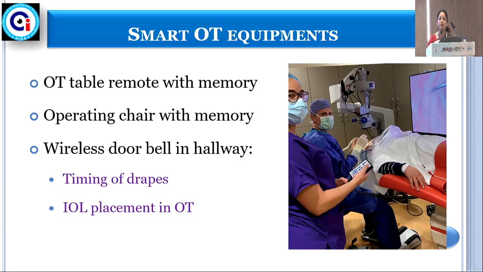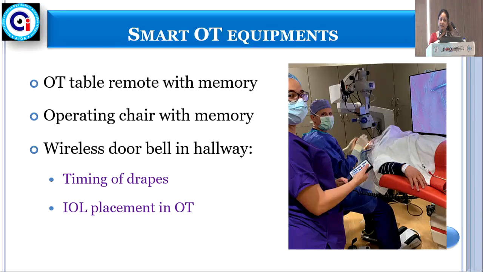An OT table with remote, with memory. So it is memory 1, 2, 3. If one surgeon is operating, just press one button and the table will be at that height and at that angle. Similarly for the operating chair, also with memory. For that surgeon, the setting is fixed: surgeon 1, surgeon 2, surgeon 3. So the operating chair will be at the same height for that person.